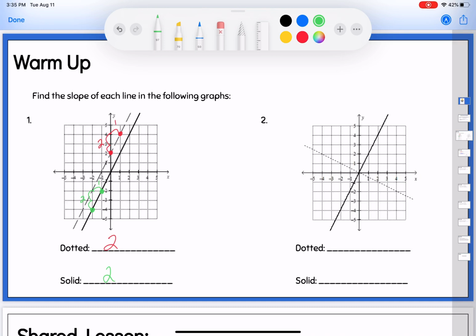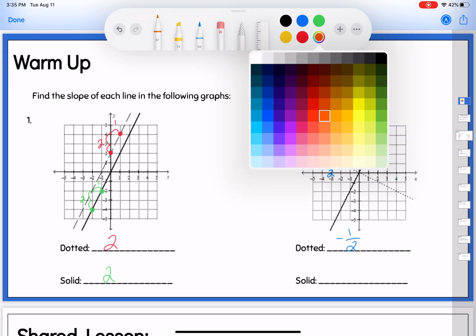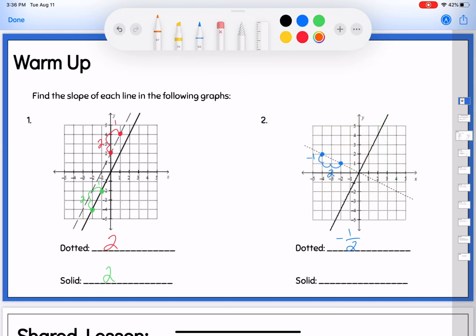Okay, now let's look over at graph number 2. So here I have, let's start with dotted again. So pick out 2 points. I see a point here and a point here, right? So my slope on this one, let's see, rise is -1, run of 2. So the slope of this line would be -1/2. All right. How about my solid line? All right, let's see. I see a point here and a point here.